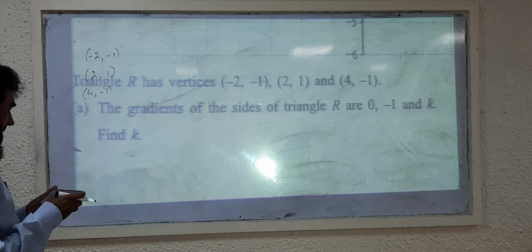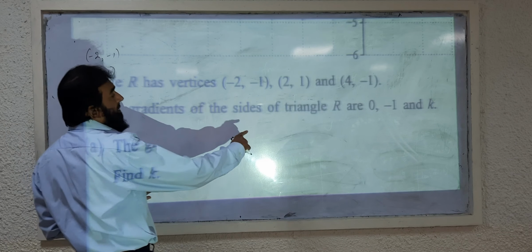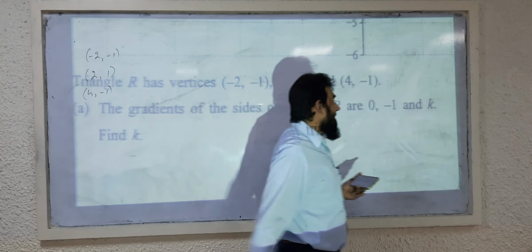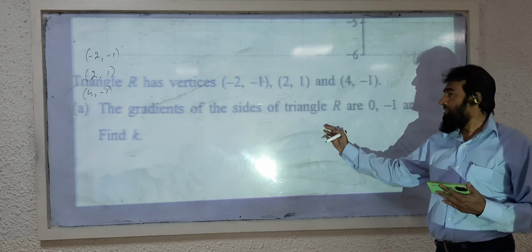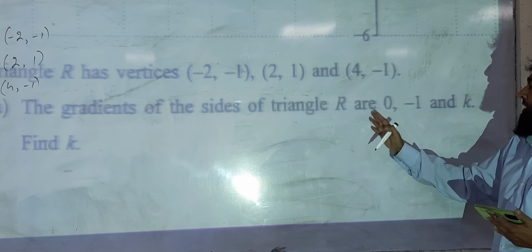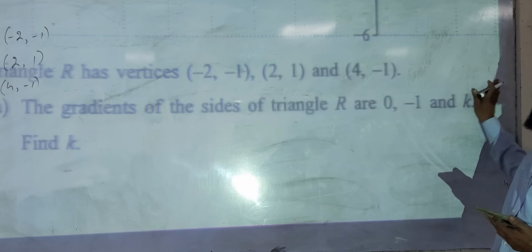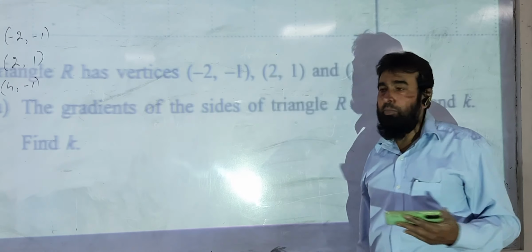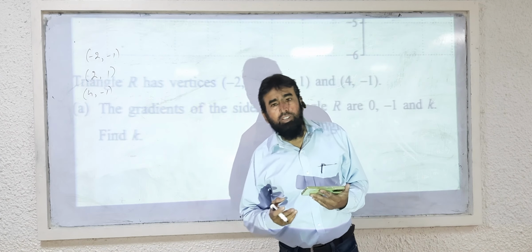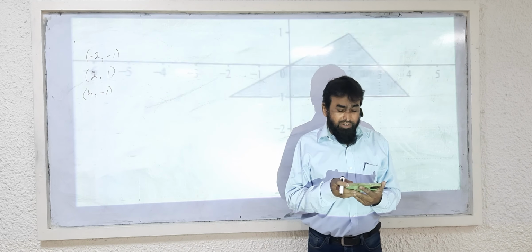Now he is asking about the gradients of the sides of the triangle R, capital R. This is the name of the triangle which I showed you just now. The gradients of the sides of the triangle are 0, -1 and K. These are the three gradients of the sides of the triangle, because you know that there are three sides of the triangle, so obviously each and every side has its own gradient.